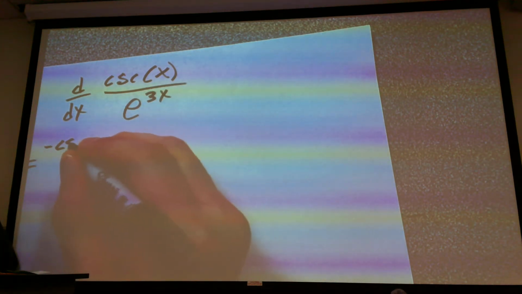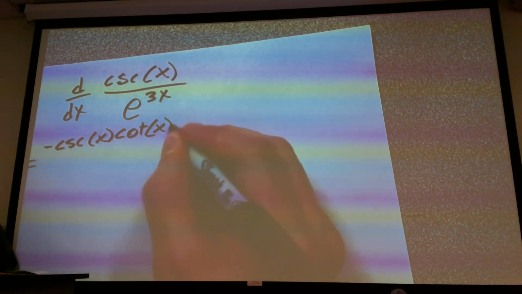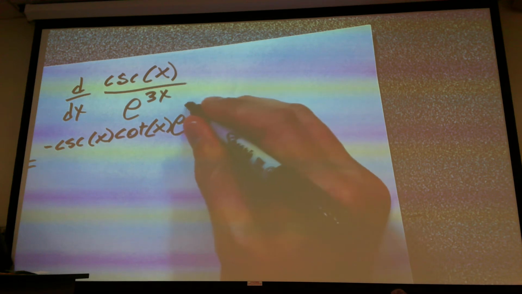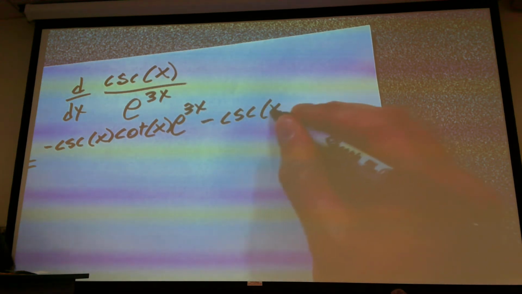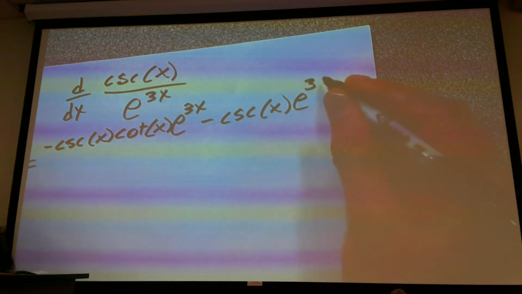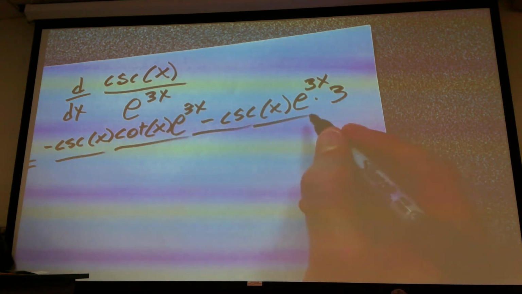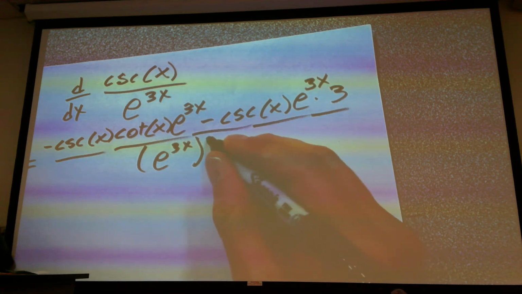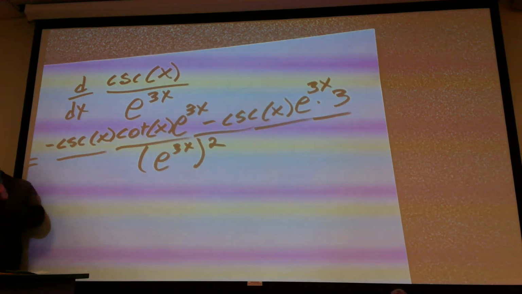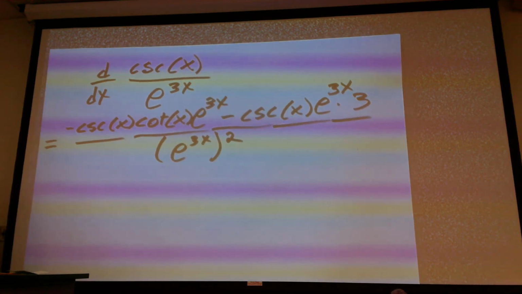So, f prime, the derivative of cosecant is negative cosecant cotangent. All right, f prime g, which is e to the 3x, minus f, and then g prime, the e to the 3x times 3, and then divided by e to the 3x squared. There we go.